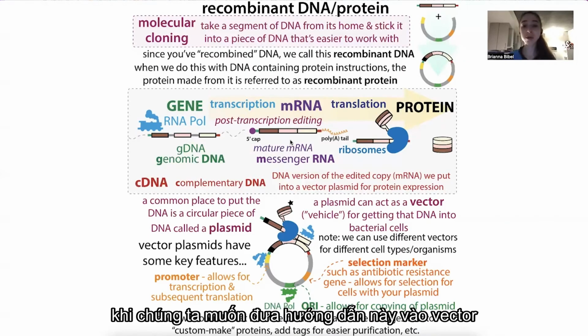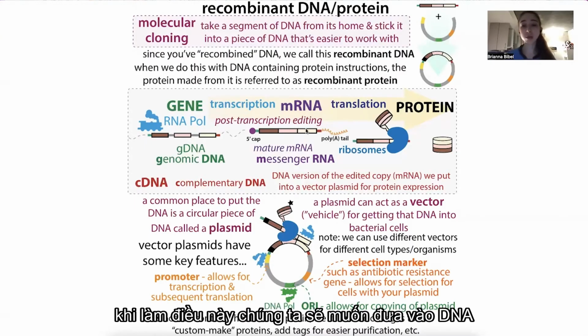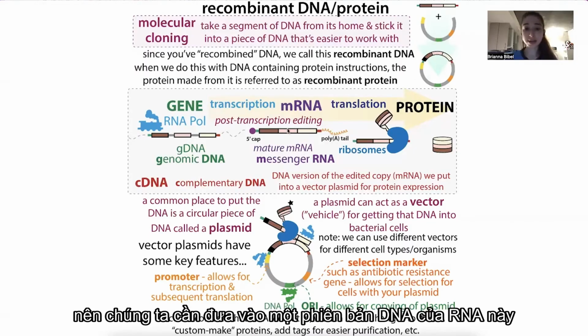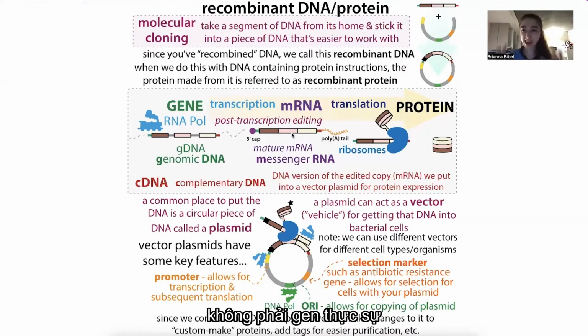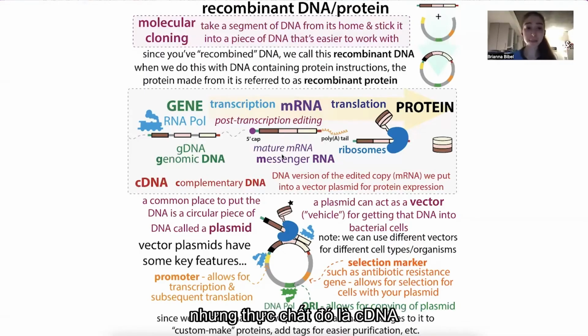products. When we want to stick the instructions into a vector, into this vehicle that's going to let us get it into cells, we're going to want to put in DNA because this plasmid vector is going to be DNA. So we need to put in a DNA version of this RNA, and we call this a complementary DNA, or a cDNA. So it's going to be the cDNA that we're putting in, not the actual gene, but we often just refer to it as the gene, even though it is the cDNA.